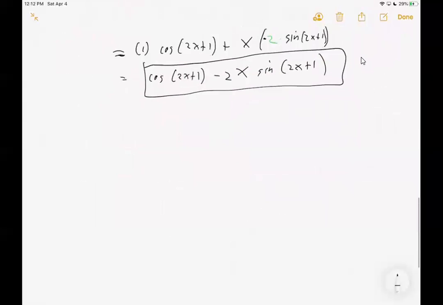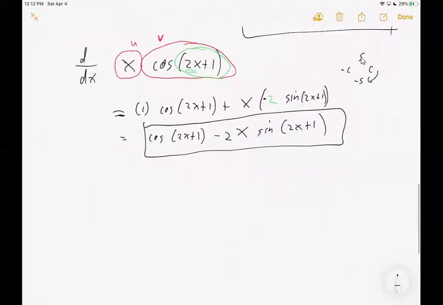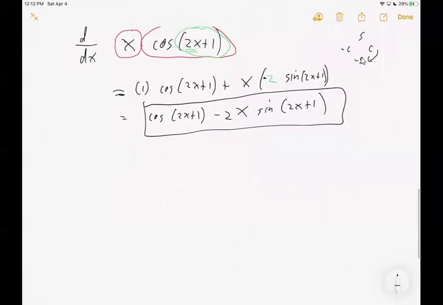Let's keep going. Let me pause. We can look at that for a moment. Pause it if you need to see it. Okay, the next example. This one's going to get a little bit trickier.